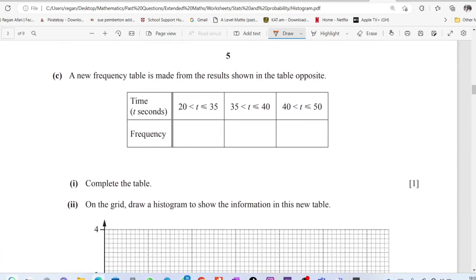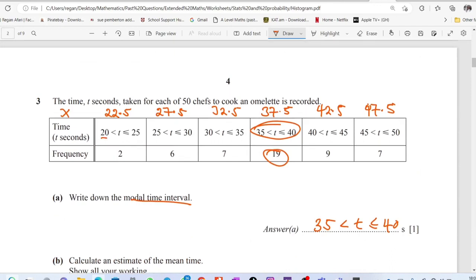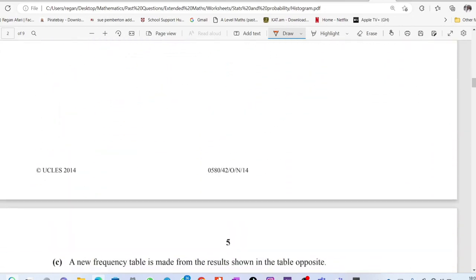Okay. Now they want us to complete this. So they want us to get the frequency from 20 all the way to 35. Let's go and check that. 20 to 35. So 20 start from here, 35 up to here. You are not going to use this particular range, because this is greater than 35, which means 35 is not inclusive. So you just have 2 plus 6 plus 7, and that gives you 15.